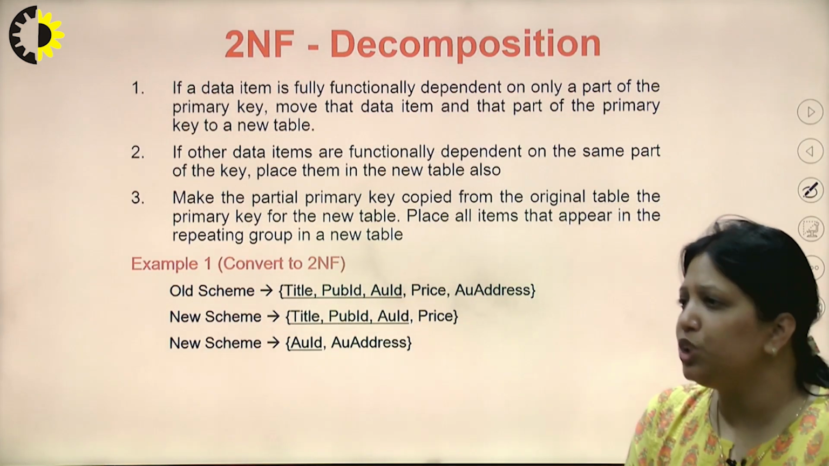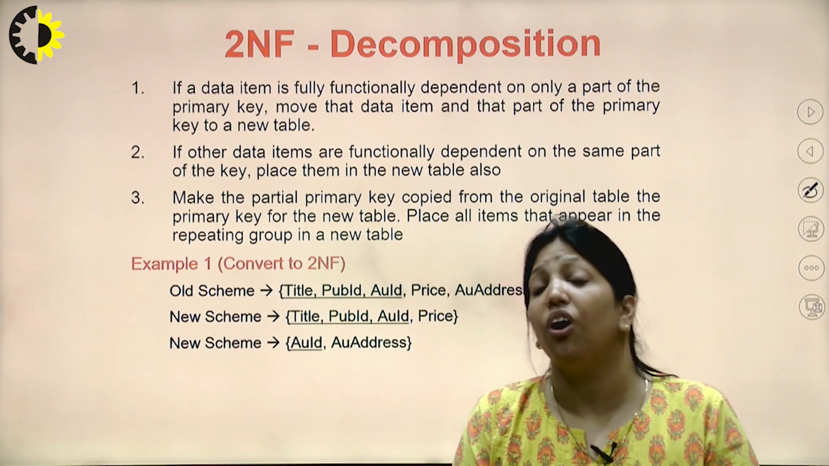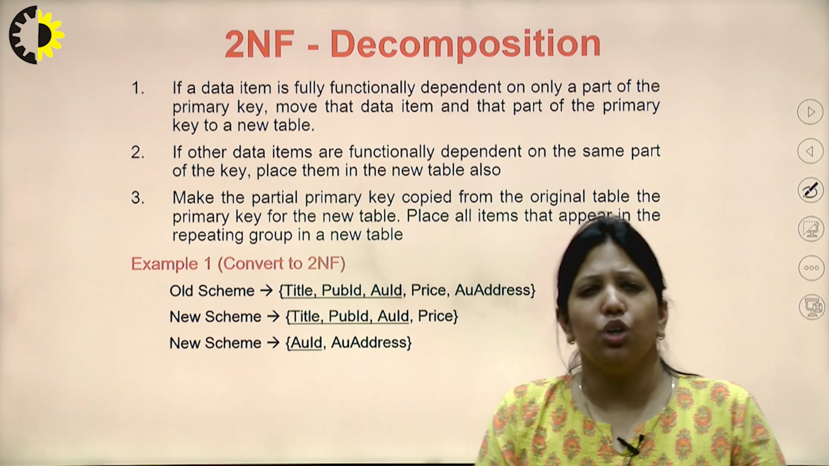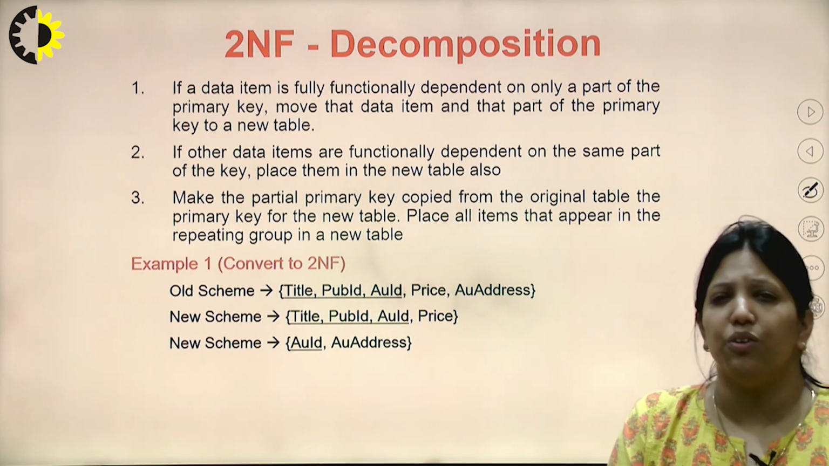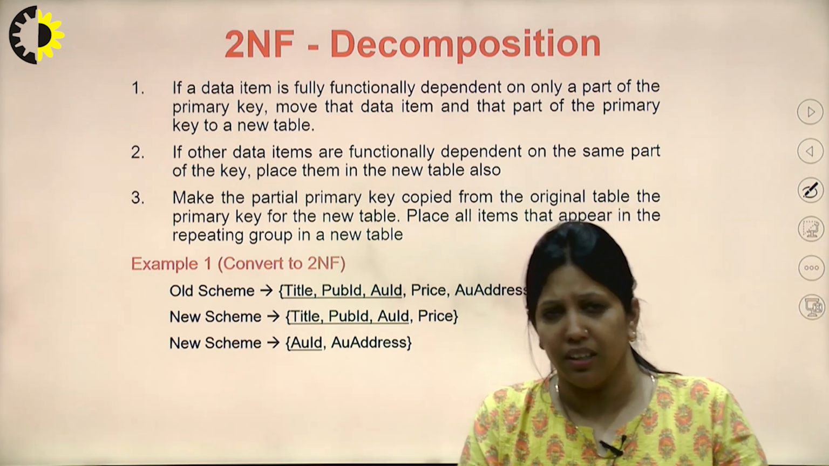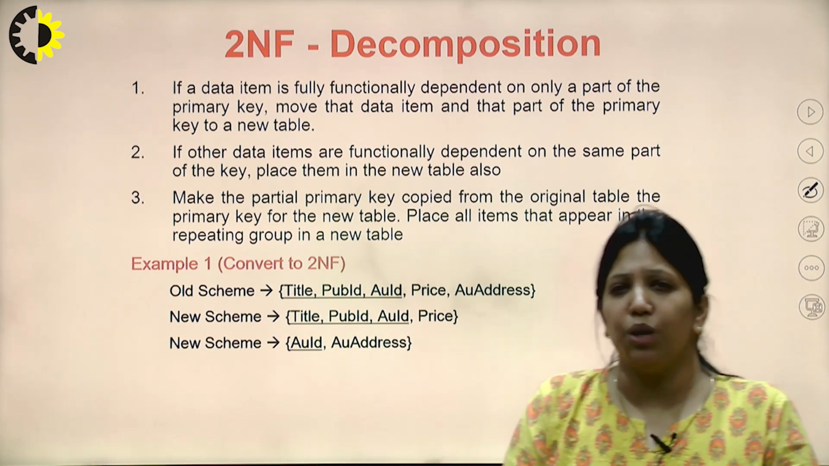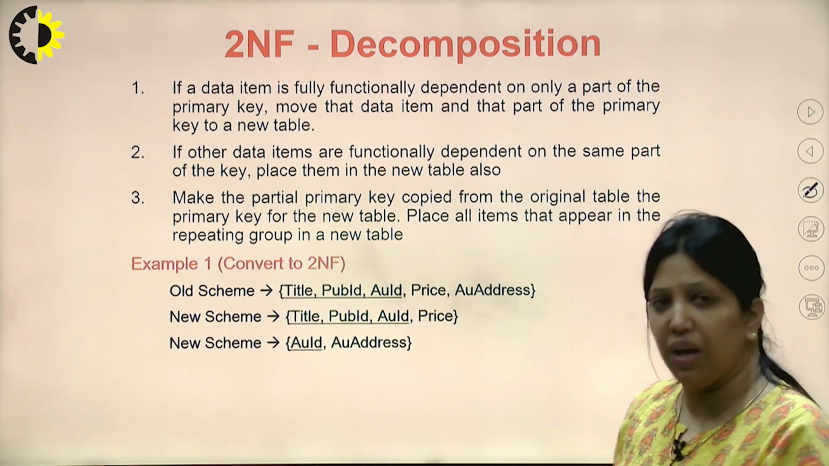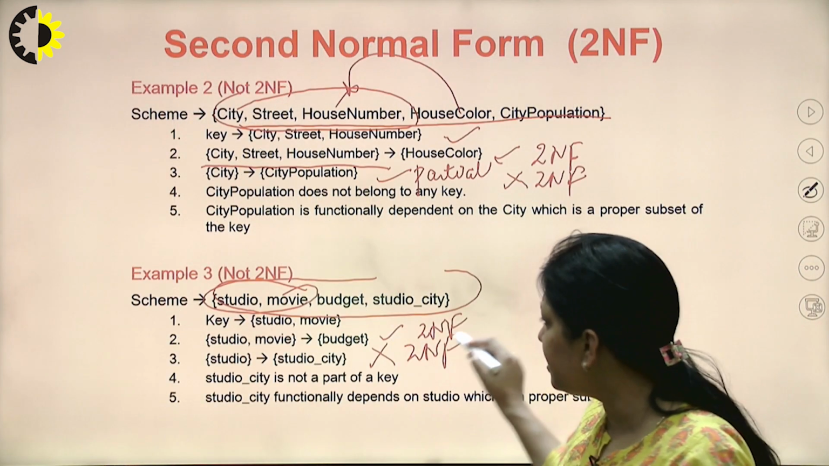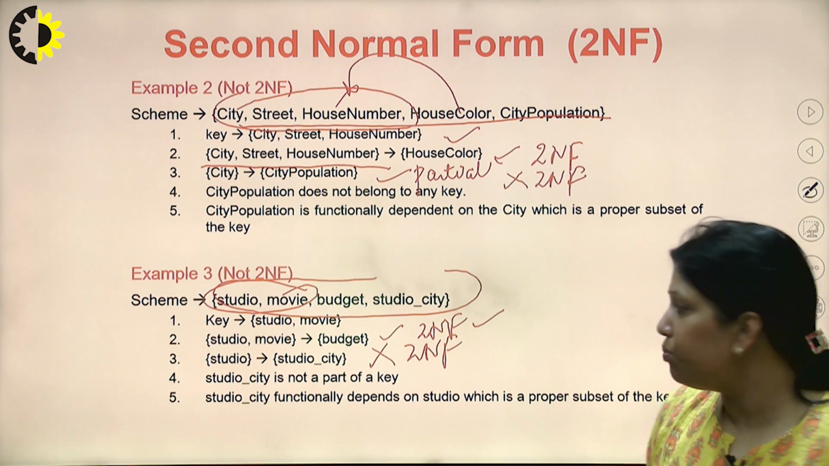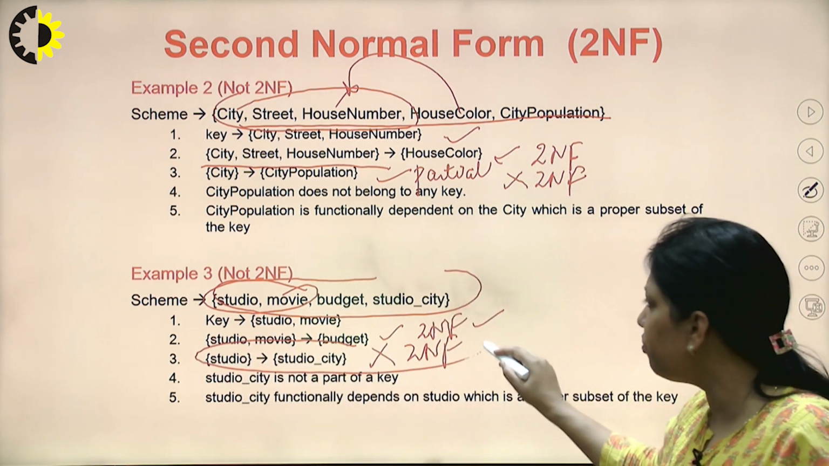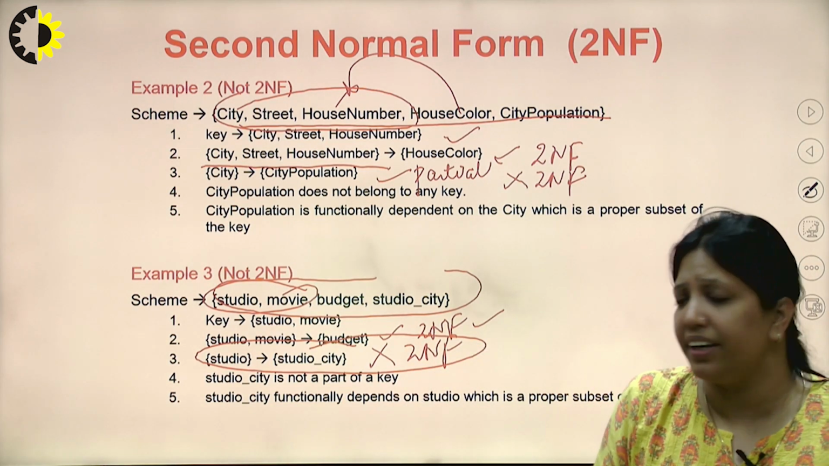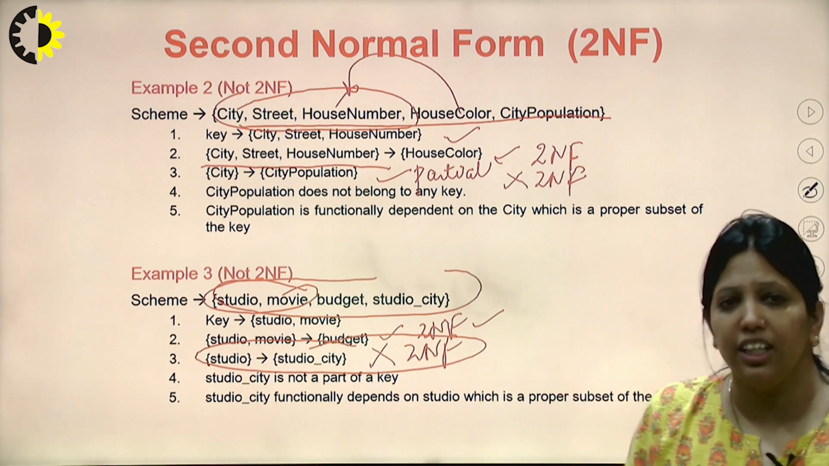Now for the decomposition: if a relation schema is not in second normal form, how do we convert that relation into second normal form? If a data item is functionally dependent on only a part of the primary key, then move that data item and the part of the primary key to a new table. For example, this functional dependency is in second normal form, but this functional dependency is not. So how do we convert this? We make a new table for the relation that is not fully functionally dependent.